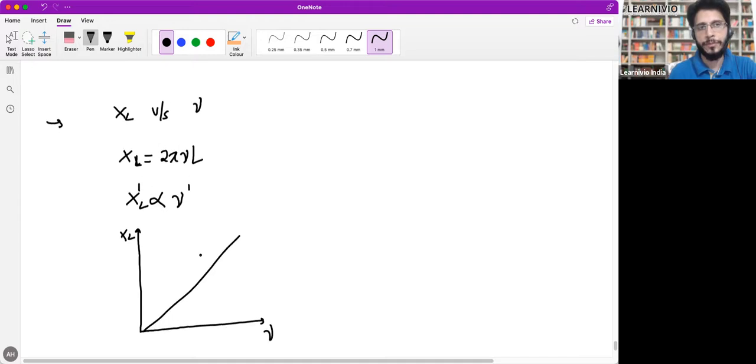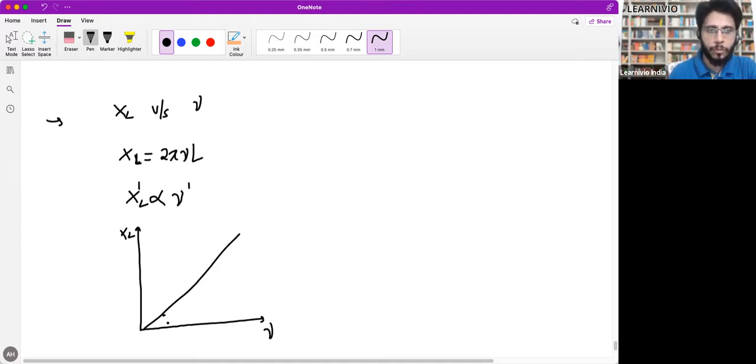So again, if you calculate the slope of this graph, the slope will be equal to tan theta, which is XL by frequency. Here L is in subscript, this L is in subscript. Y-axis divided by x-axis. On the x-axis, you have frequency. So this is XL by frequency.